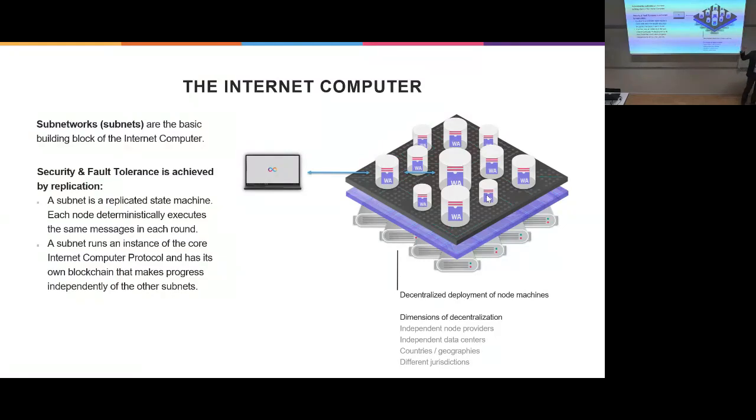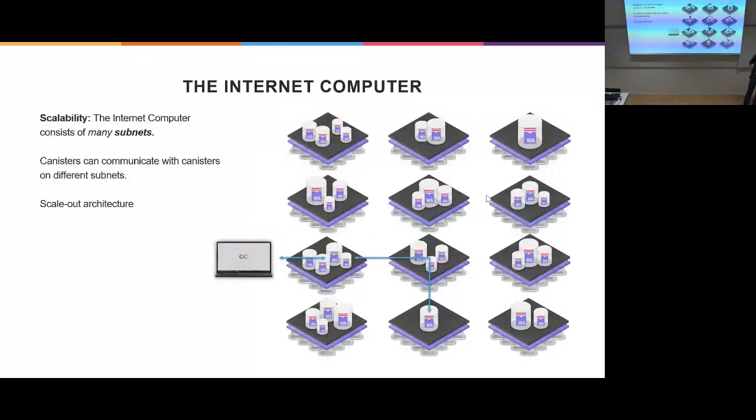Each node, or each replica, performs the same computations on the same messages, and this is done through consensus. Each of those subnetworks is its own blockchain and progresses at its own pace, and can communicate with other subnetworks. Now let's look at how we scale up, because if you just have one subnetwork, it's rather an internet calculator, not an internet computer.